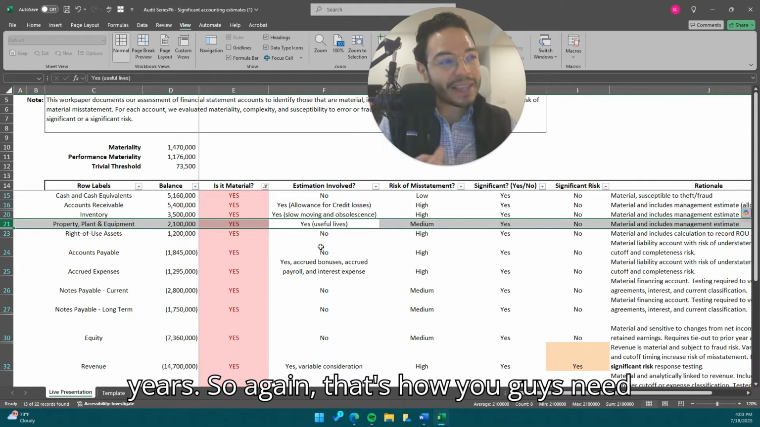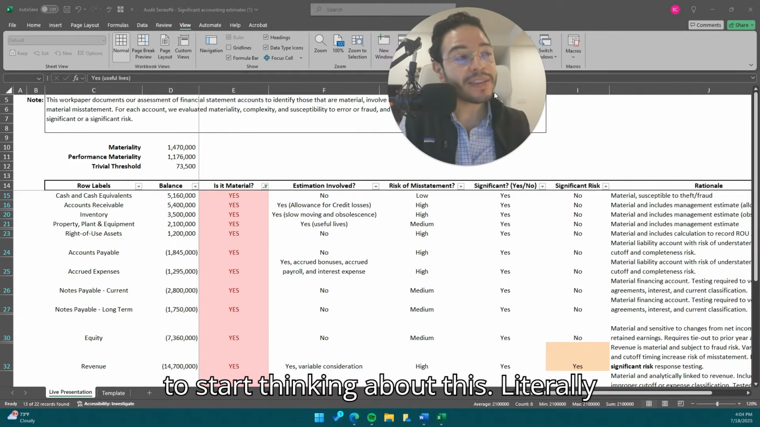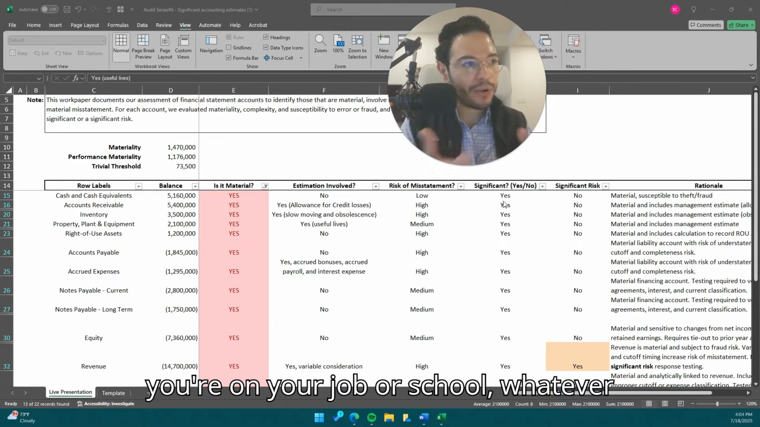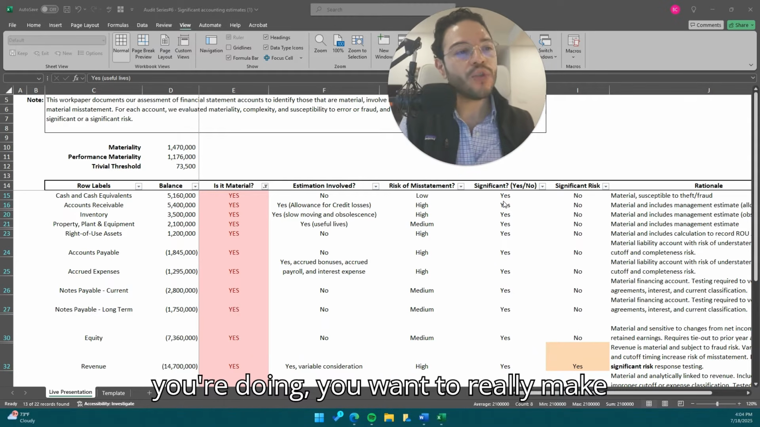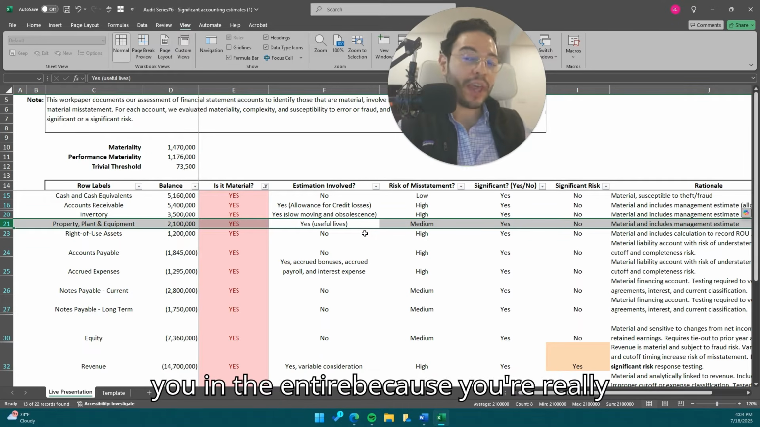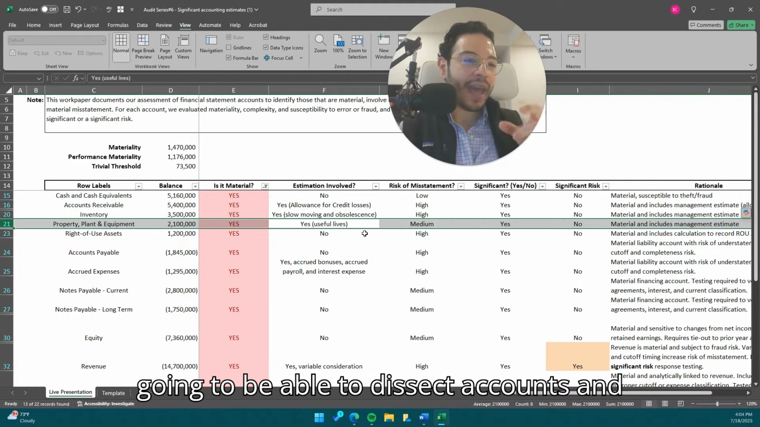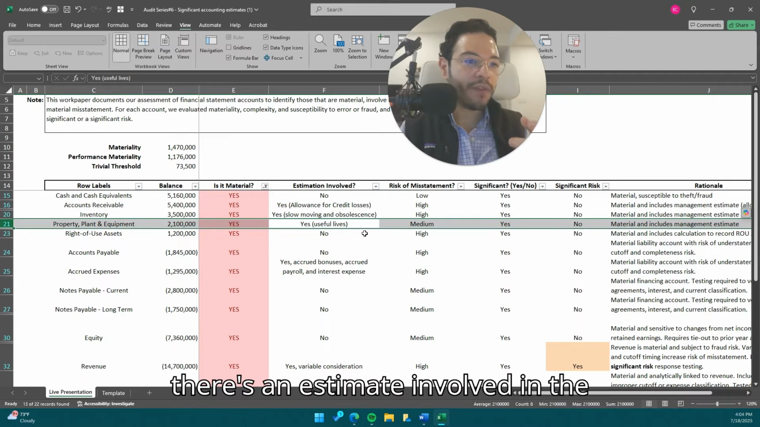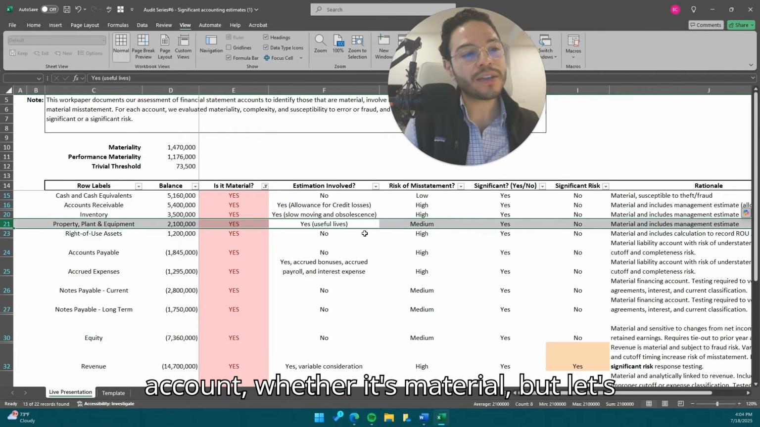So again, that's how you guys need to start thinking about this. Literally take into account, when you're going through your planning procedures, whether you're on your job or school, whatever you're doing, you want to really make sure you analyze each account. And I'm telling you, this is going to really help you in the entirety of your career, because you're going to be able to dissect accounts and identify if there's an estimate involved in an account, whether it's material. But let's continue on.